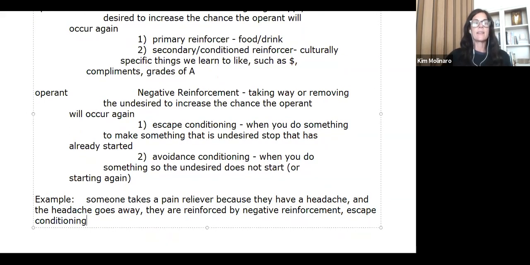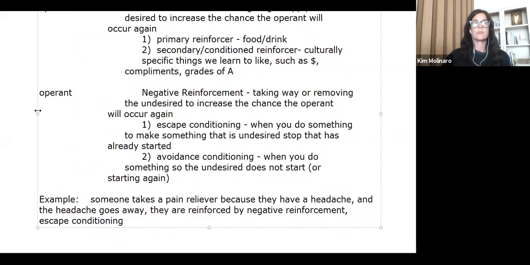If they know that they typically do something that makes them have a headache, and so they take a pain reliever before the headache ever starts, then not having the headache would be avoidance conditioning, negative reinforcement.